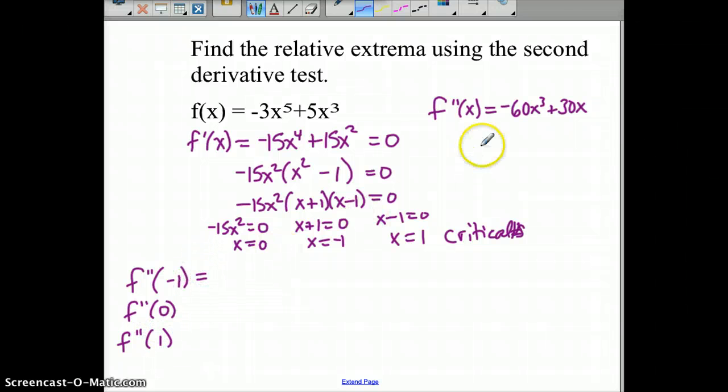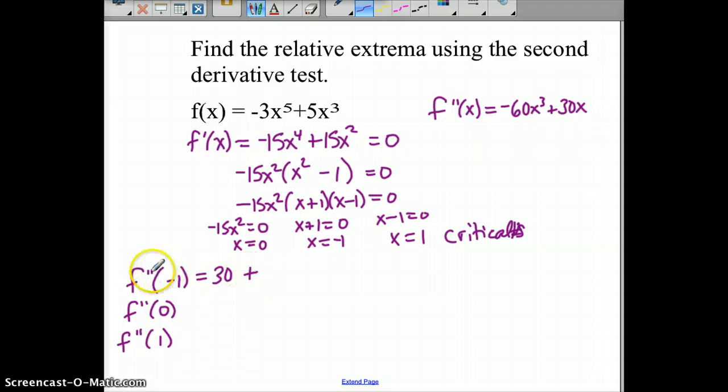So when I plug negative 1 into my second derivative, a negative 1 cubed is a negative 1. And then negative 60 times negative 1 is positive 60. And then 30 times negative 1 is negative 30. So I have 60 minus 30, which is 30. I don't really care about the number. All I care about is if it's positive or not.